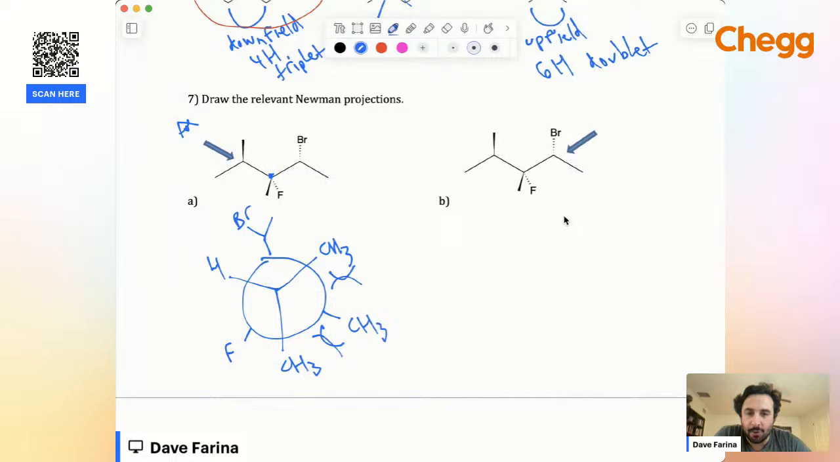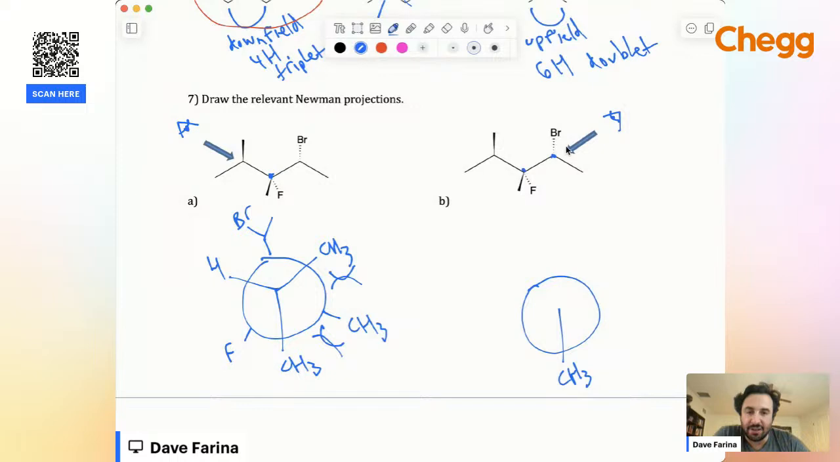All right, let's do one more. So now our eyeball is right there. We're looking right down this bond right here. So here's the front carbon, here's the back carbon. The front carbon is the circle, and the back carbon's behind the circle. What are all the substituents we see? Here we see the methyl going straight down. So there's that methyl going straight down.